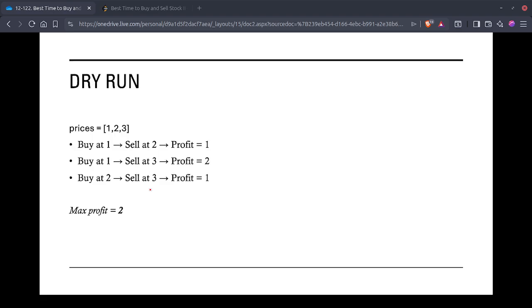So let's run it with a small example. The prices are 1 2 3. Possible transactions are: buy at 1, sell at 2, profit is 1. Buy at 1, sell at 3, profit is 2. Buy at 2, sell at 3, profit is again 1. So among all these, the maximum profit is 2. So brute force gives the correct answer, but imagine doing this for 30,000 days. It will be extremely slow.